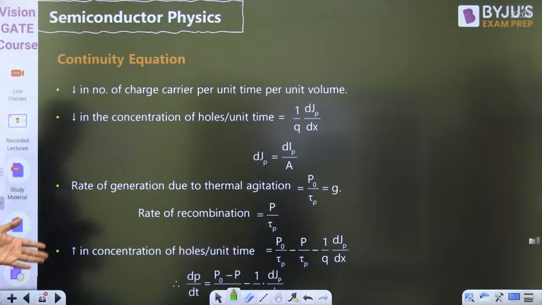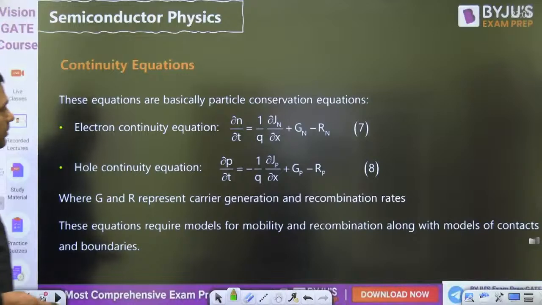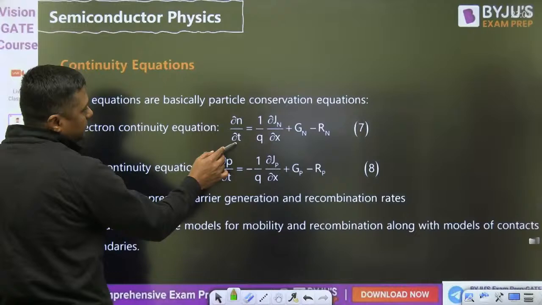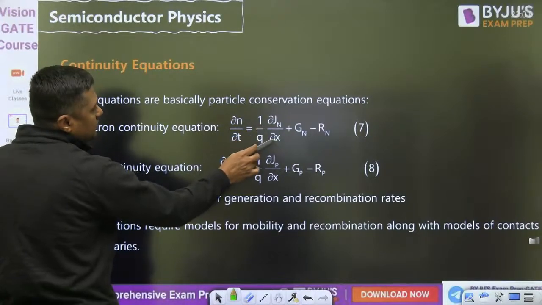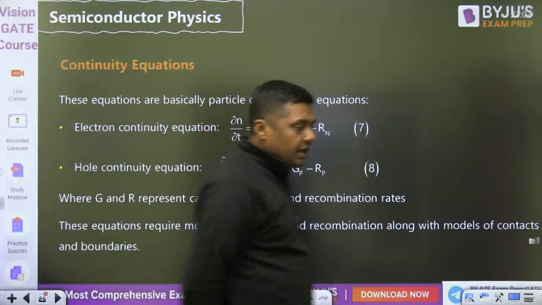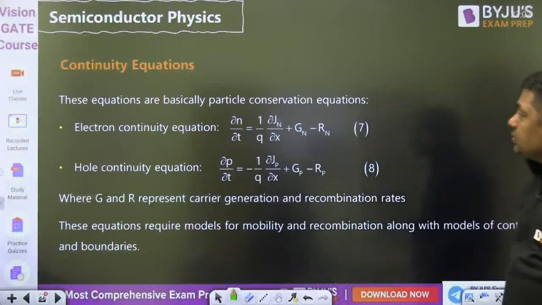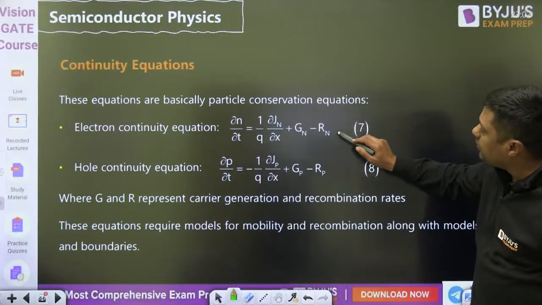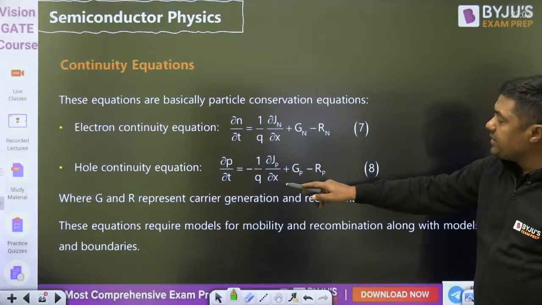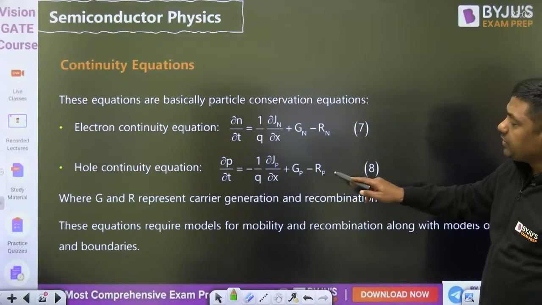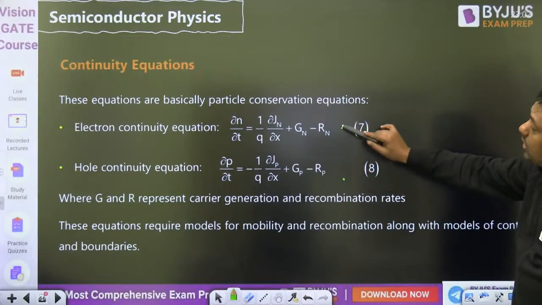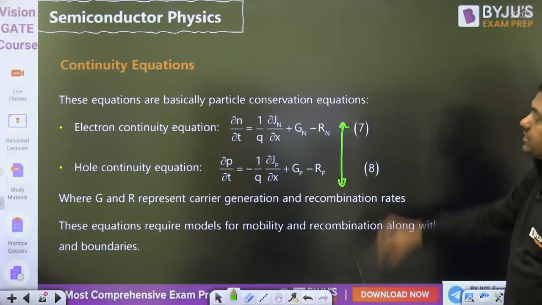That is the important formula. This is a very important one. Remember, the change in concentration of electrons with respect to time, dn/dt, is given by (1/q) dJn/dx plus generation rate of electrons minus recombination rate of electrons. Here Jn is the current density. You can directly use this continuity equation. Similarly, for holes, dp/dt is given by minus (1/q) dJp/dx plus Gp minus Rp, where G and R represent carrier generation and recombination rate. These two formulas are important from the continuity equation, guys.